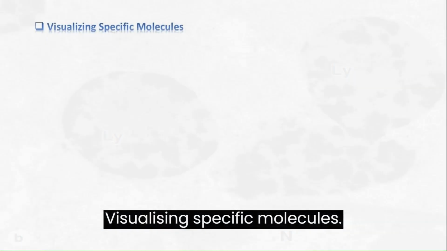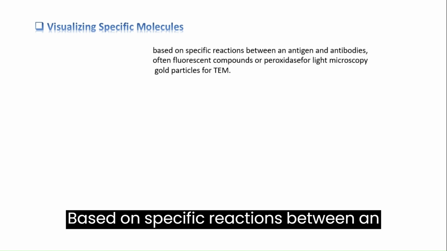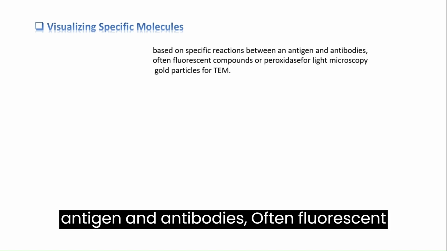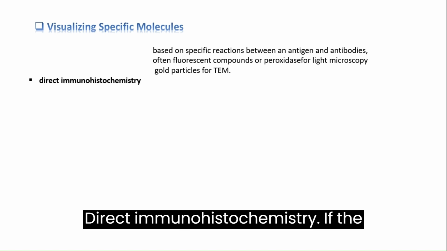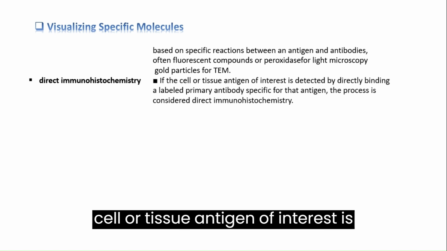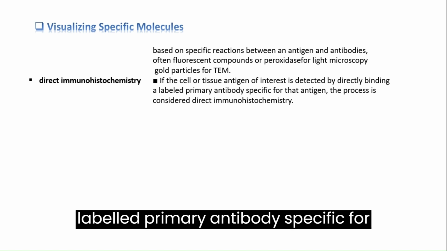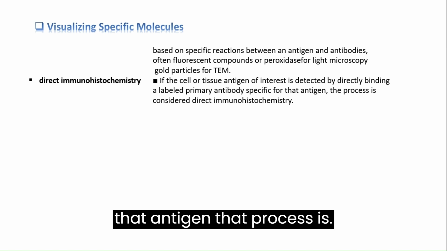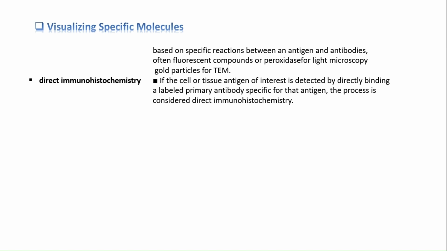X25000. Visualizing specific molecules. Based on specific reactions between an antigen and antibodies, often fluorescent compounds or peroxidase for light microscopy, gold particles for TEM. Direct immunohistochemistry. If the cell or tissue antigen of interest is detected by directly binding a labeled primary antibody specific for that antigen, the process is considered direct immunohistochemistry.